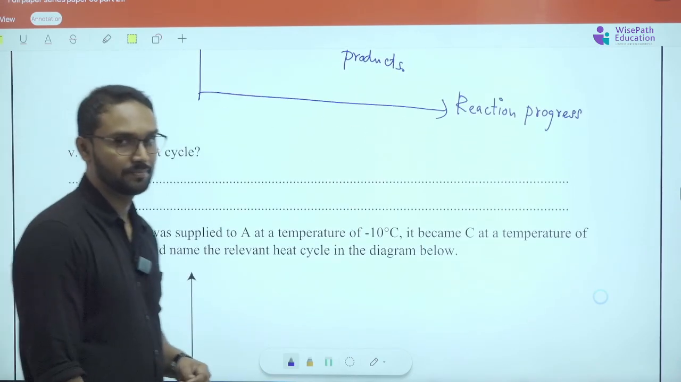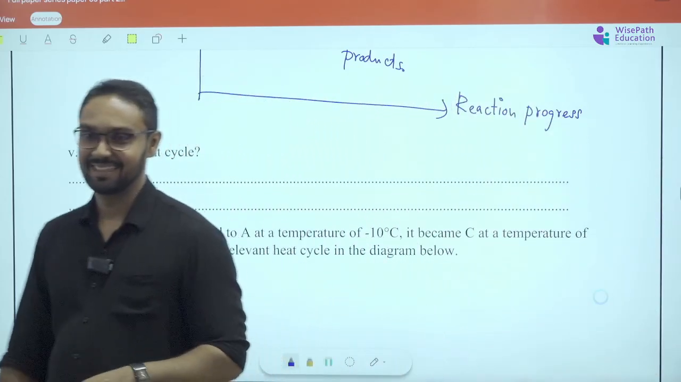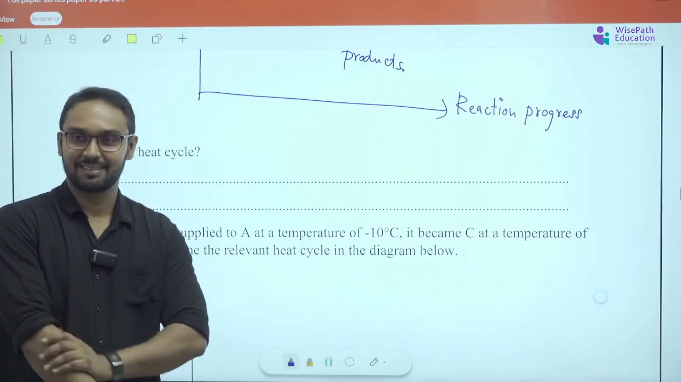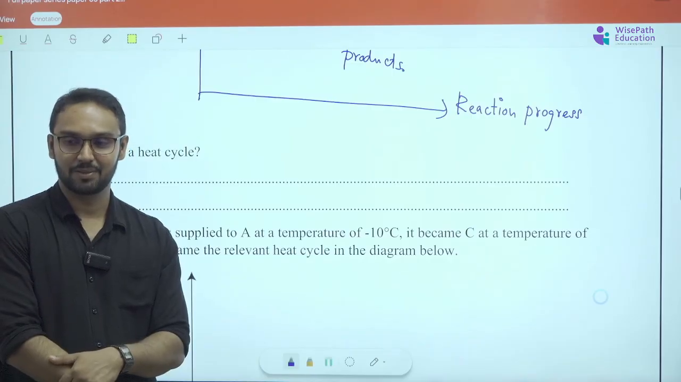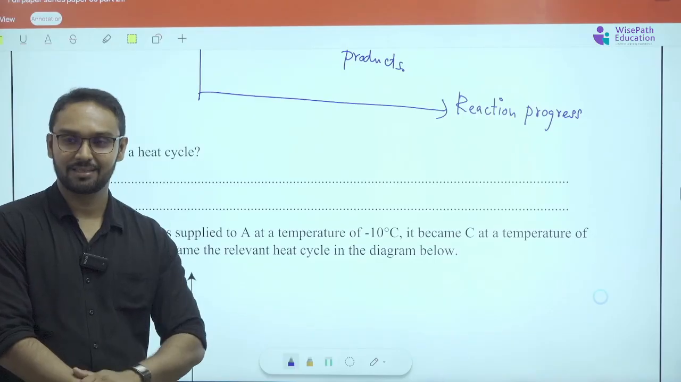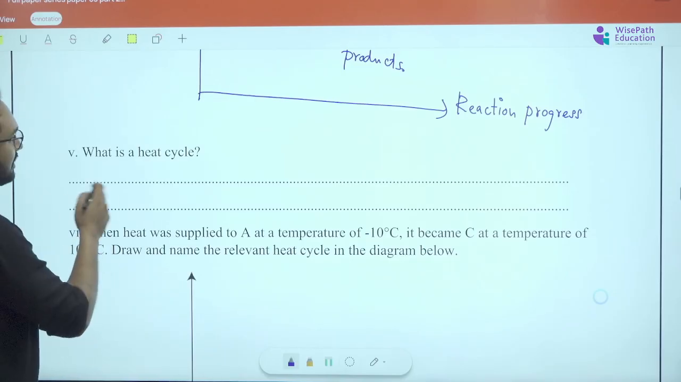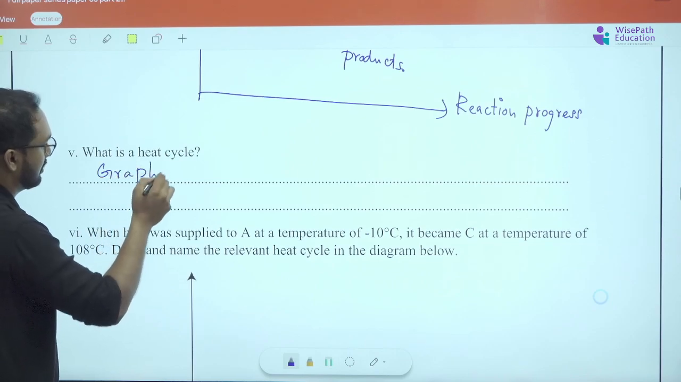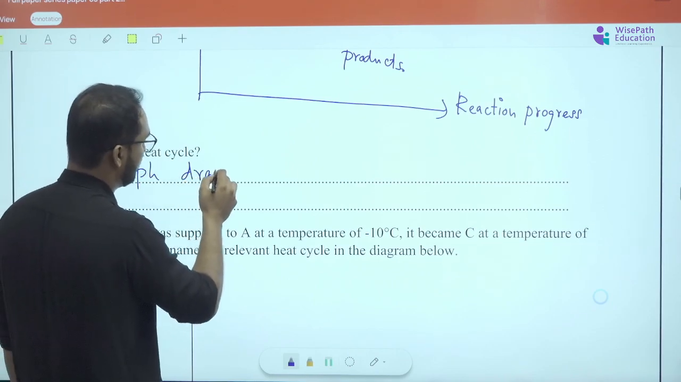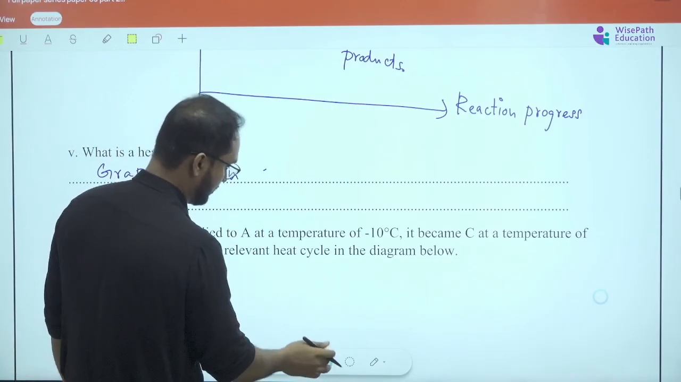What is a heat curve? We discussed it the last time. Phases after a change. A graph drawn of the change of temperature against the energy or the heat supplied. Yeah, the x-axis was heat or the energy. Graph drawn, graph of change.